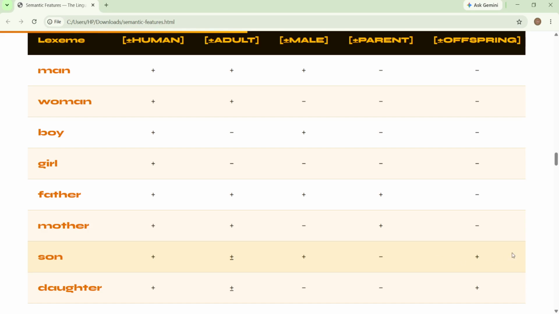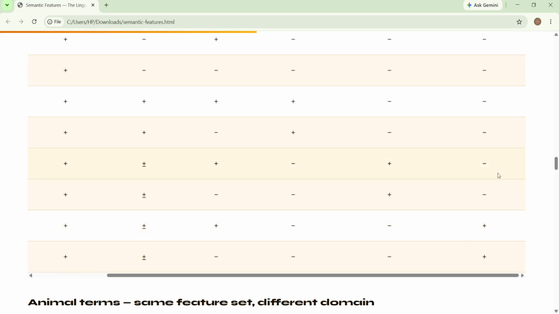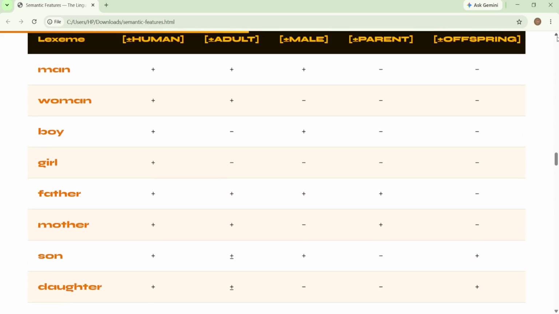Then offspring, obviously, here we're talking about son and daughter, a kinship pair, so they're obviously going to be someone's daughter and son. And let's look at the sibling, negative for siblings. And brother and sister, for them obviously human, then adult, well, they can be and they can't be. And then male, brother is obviously male and sister is not. Then parent, negative for both, same goes for siblings, offspring.